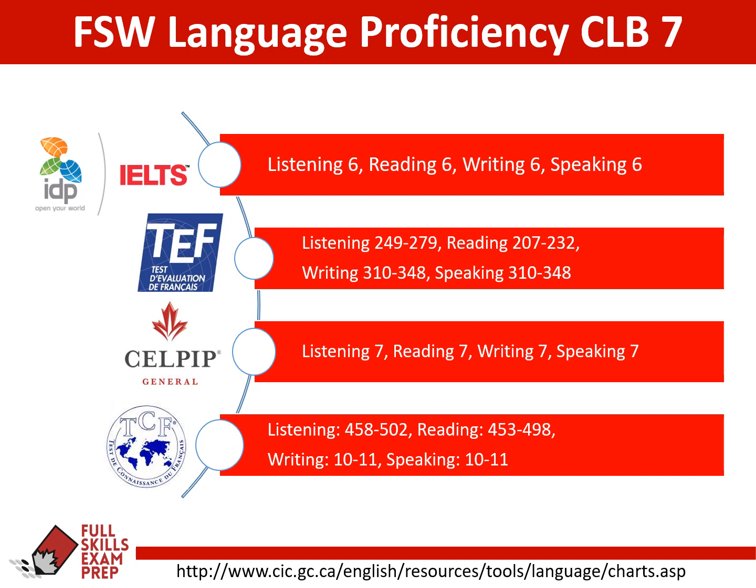So we can see the ones over here. We can see that for IELTS, it's a band 6 in everything. For CELPIP, it's 7 in everything. For TEF, you're looking at 310 to 348 in writing and speaking, 249 to 279 in listening, and 207 to 232 in reading. And then with TCF, the exam that was recently accepted by the IRCC, we're looking at a 10 or 11 in writing and speaking, and 458 to 502 in listening. Reading is 453 to 498.